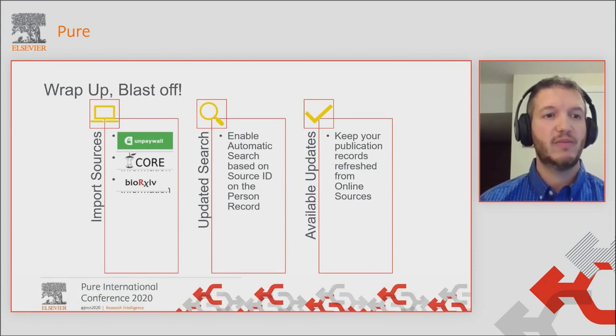So let's summarize what we've gone over today. Our new import sources, new features related to automatic search, and available updates, which allow you to customize research output records with curated data from multiple sources to improve the quality of data within research output records.